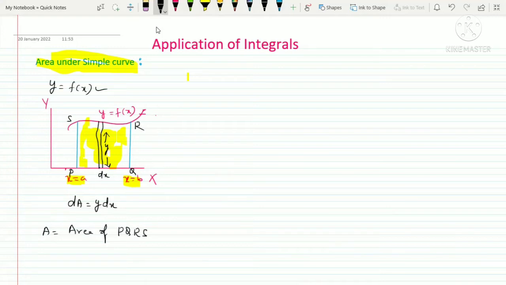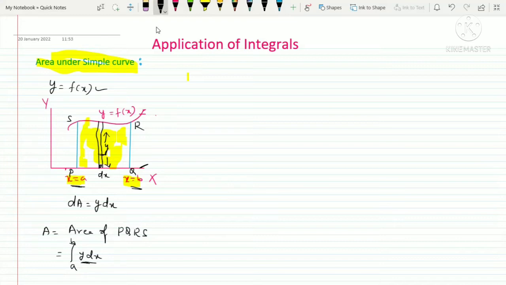Now that becomes integration from a to b. From where to where? From x equal to a to b. With which axis? With the x-axis. That is y dx. What is the y dx? y dx is the area of one strip. This strip, area of this strip.